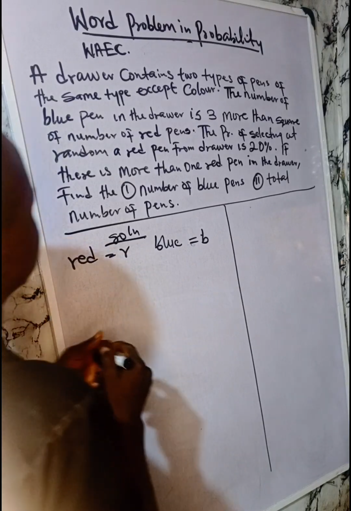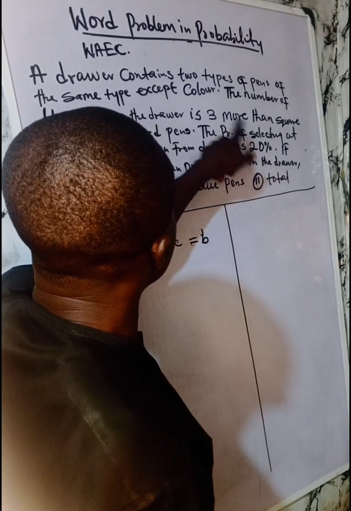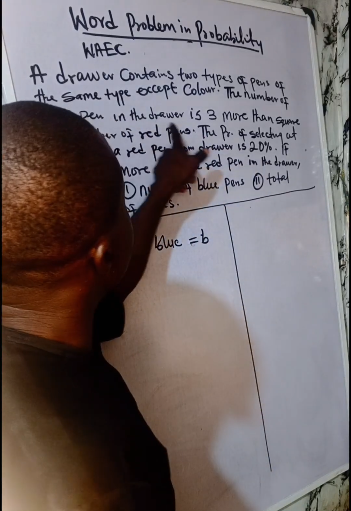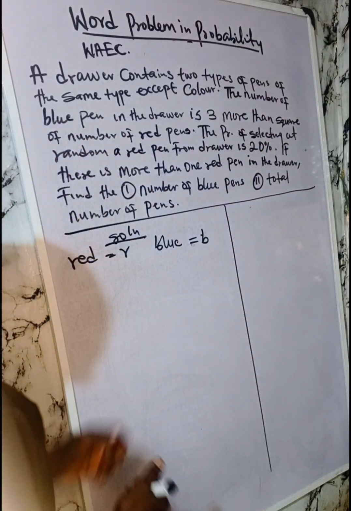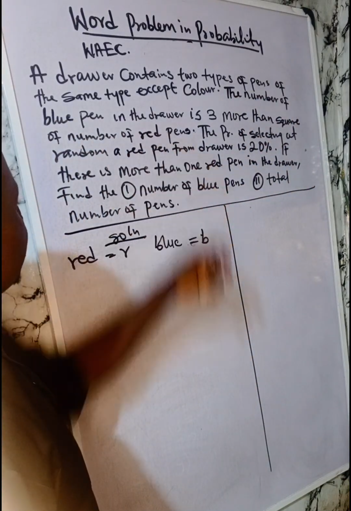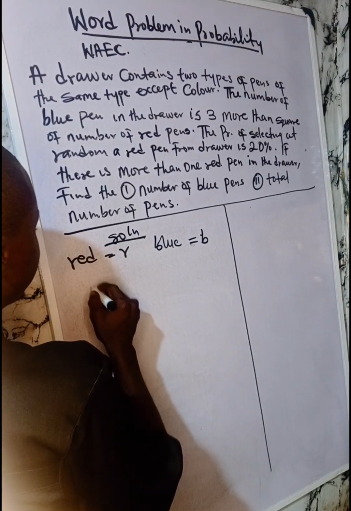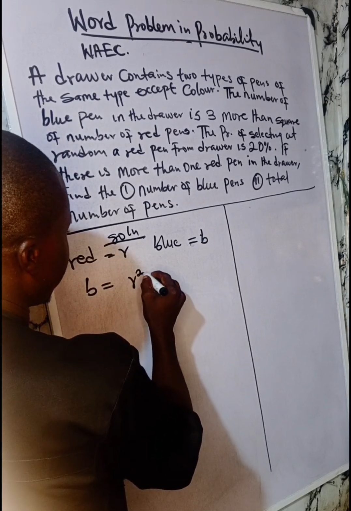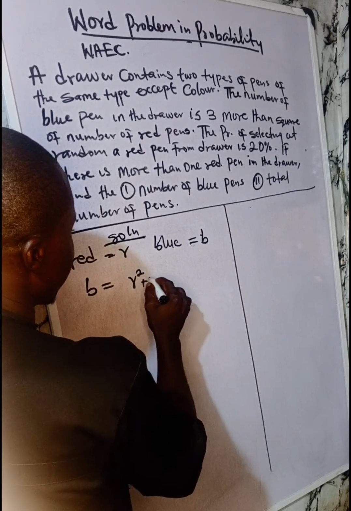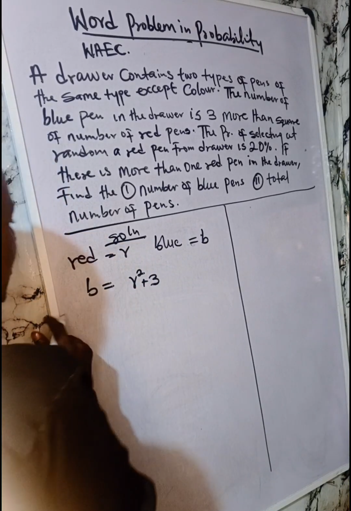Let's go to this statement. If you read it well, it said the number of blue pens is 3 more than the square of the red. So what it means here is, if the red is R, the blue will now be the square of the red plus 3, because they said it's 3 more. So this is the new expression we have for B.